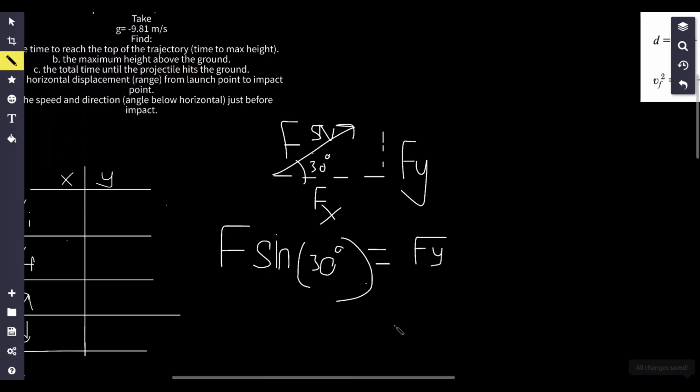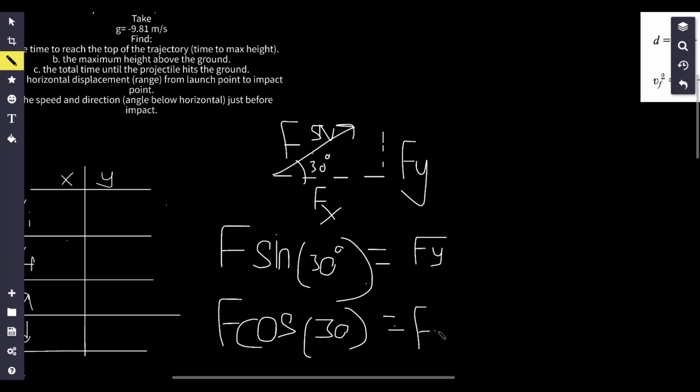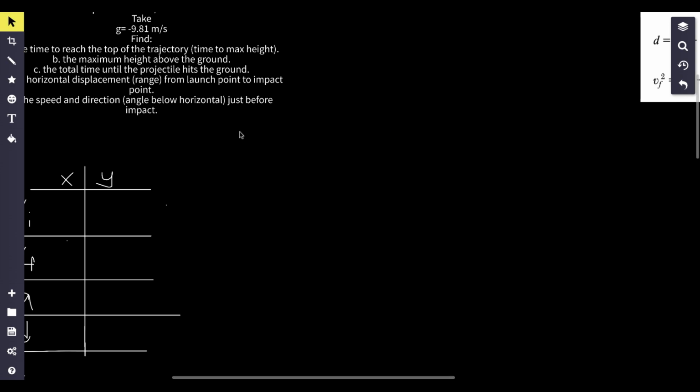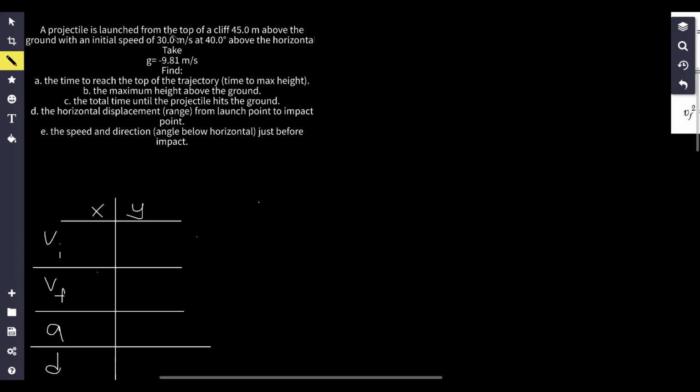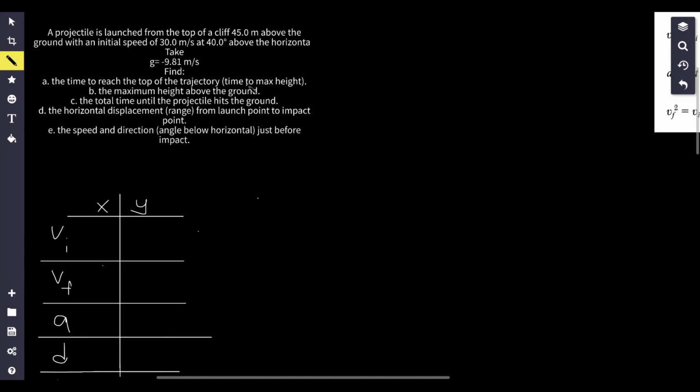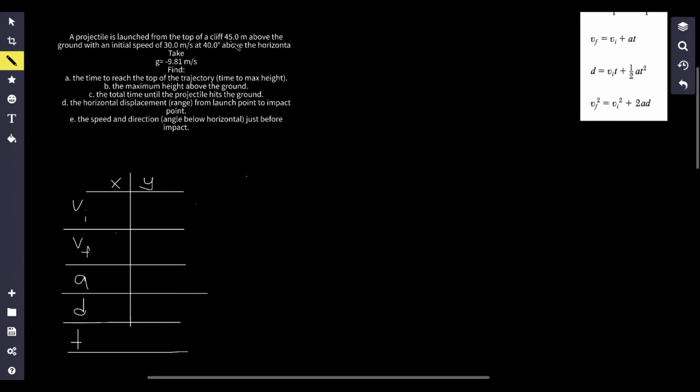So whenever you're multiplying by sine of that angle, you get the component in the y direction. And you might have guessed, if you multiply it by cosine, then you're going to get the force in the x direction. This is the exact same process we're going to do with our velocity. So we have a projectile that's launched at the top of a cliff, and that's going to be 45 meters above the ground. So let's say this is my ground, and this is my cliff, which is 45 meters. And we throw it.